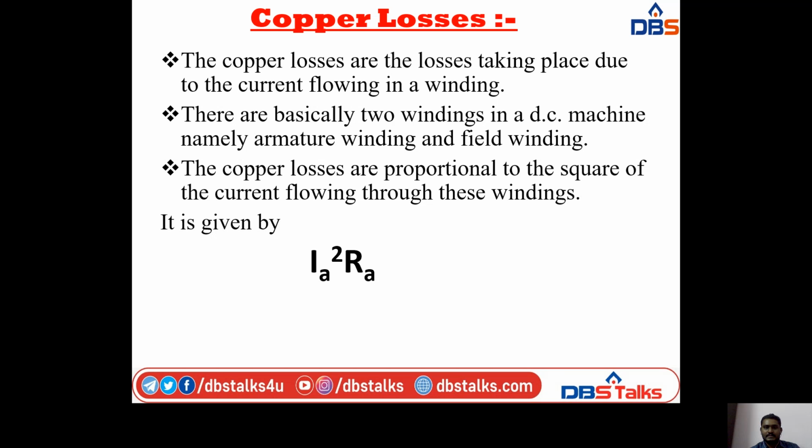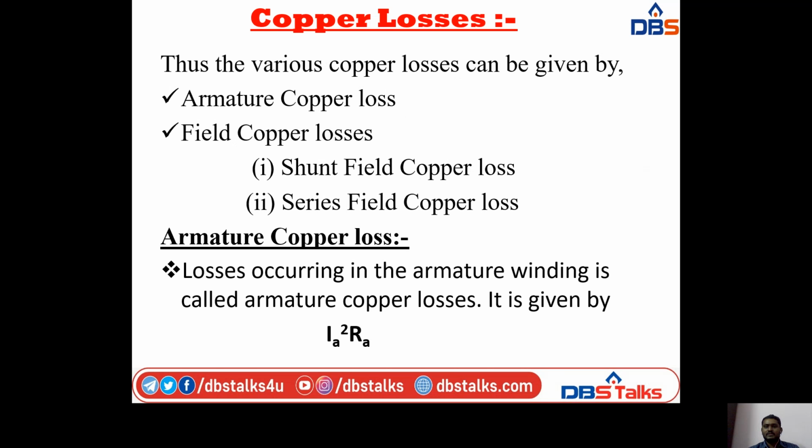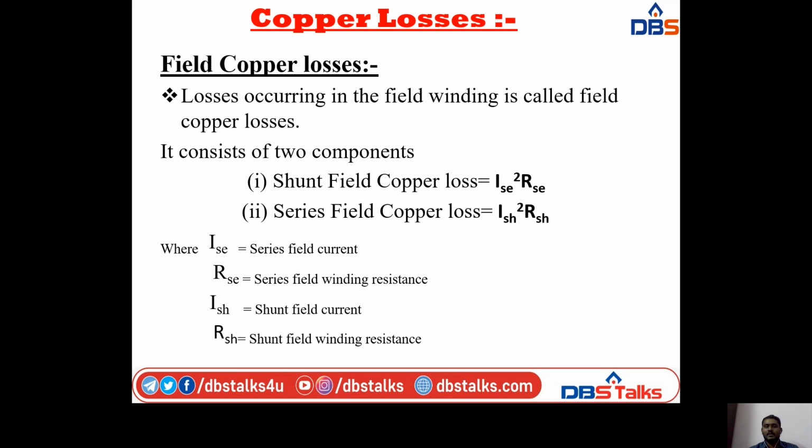Thus, we have different types of copper losses: armature copper loss and field copper loss. In field copper loss we have two types: shunt field copper loss and series field copper loss. Firstly, armature copper loss. The losses occurring in the armature winding are called armature copper losses, given by Ia square Ra. Next, we come to the field copper losses.